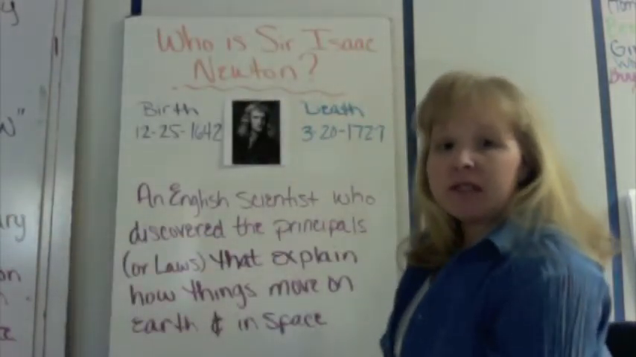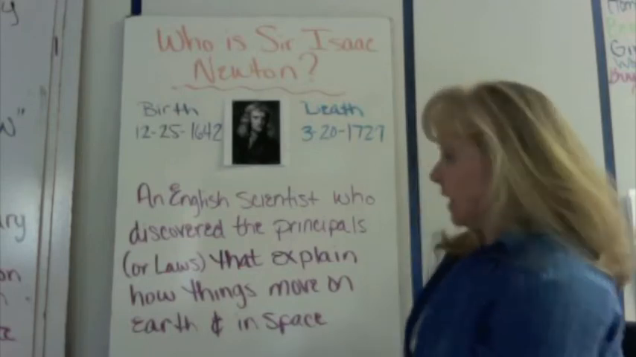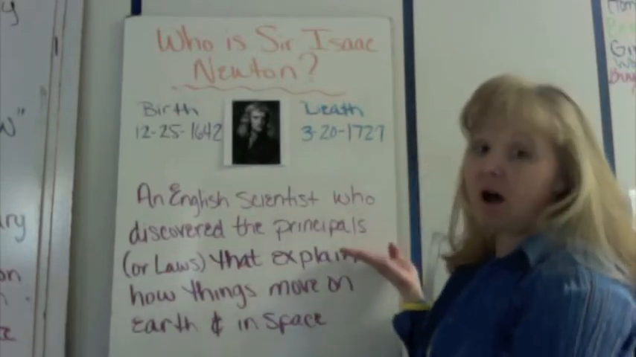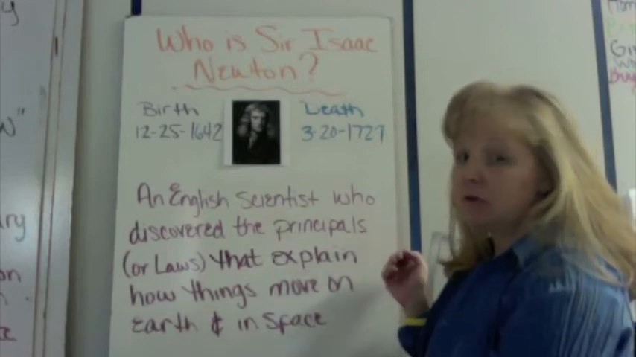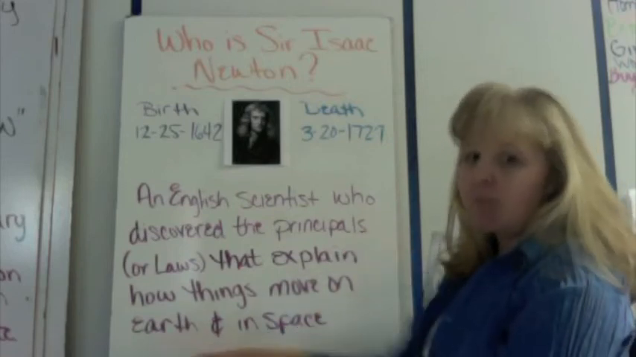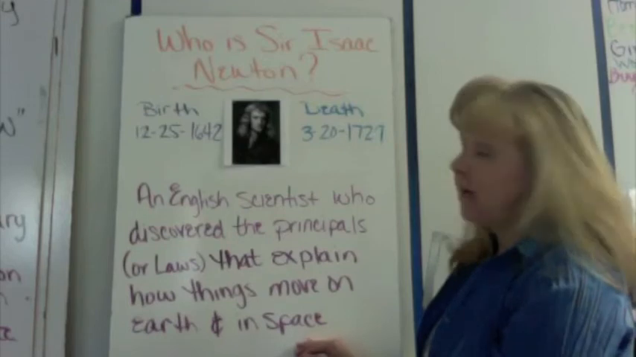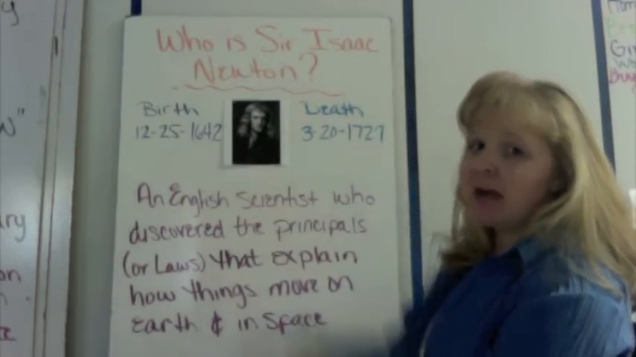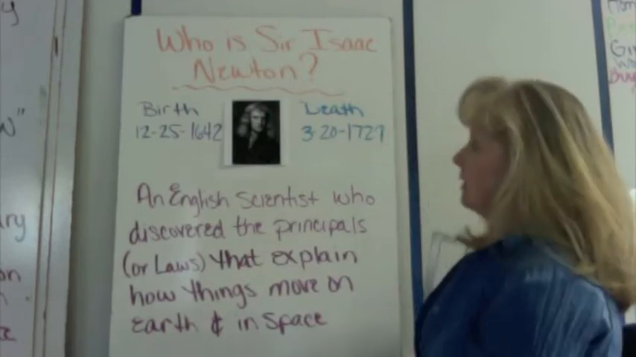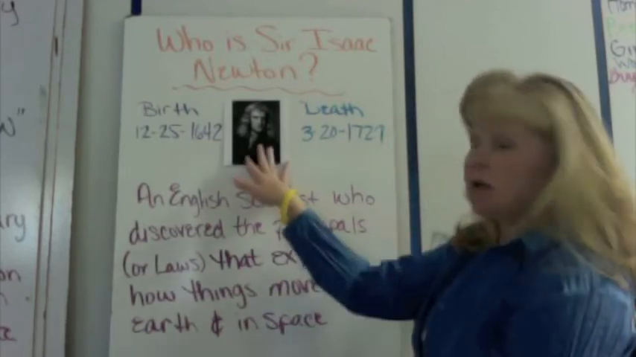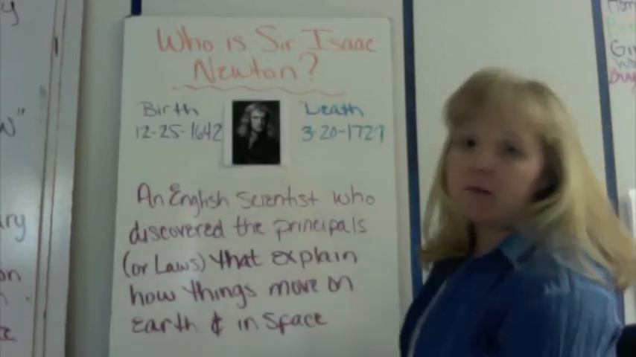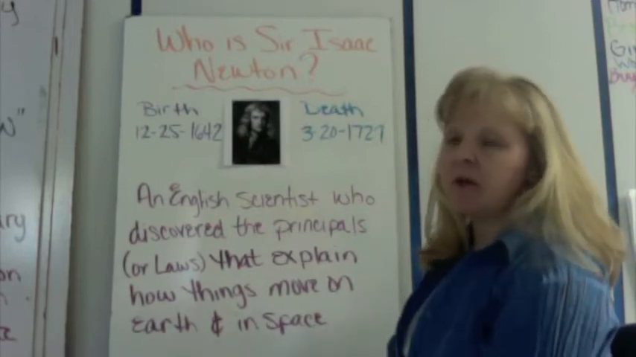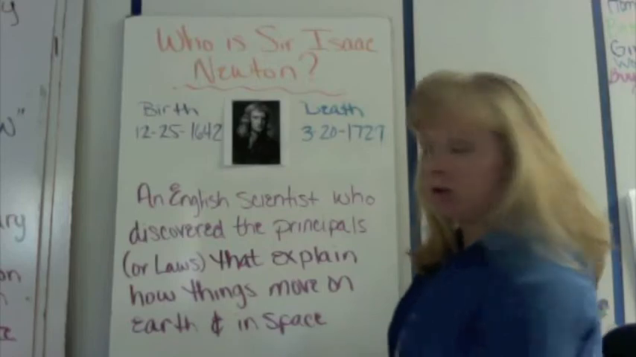Who is Sir Isaac Newton? Well, Isaac Newton was an English scientist and he discovered the principles or the laws that explain how things move, not only here on Earth, but also in space. He was born in the last part of 1642 and died at the age of 84 in 1727. This portrait you see of him was painted when he was 46 years old.